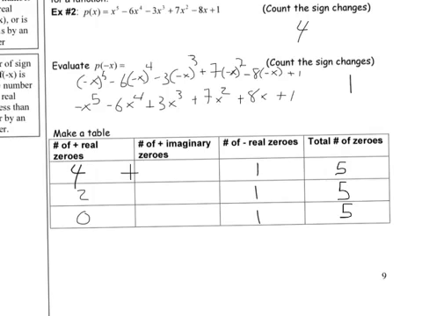To figure out how many imaginaries there could be, we just fill this in accurately. So 4 plus 0 plus 1 equals 5, 2 plus 2 plus 1 equals 5, and 0 plus 4 plus 1 equals 5. So our zeros is going to be one of these 3 possibilities. We don't know which one, but it's only one of these 3. And so this can help us in solving some problems.